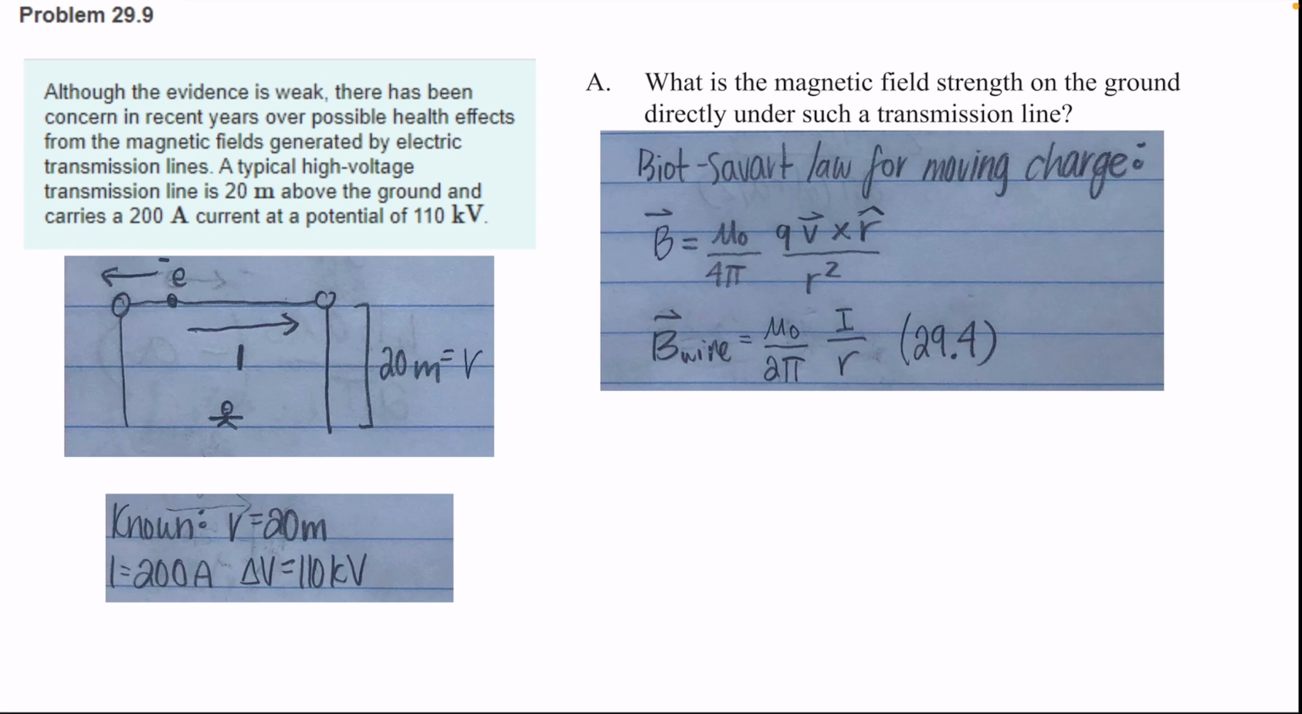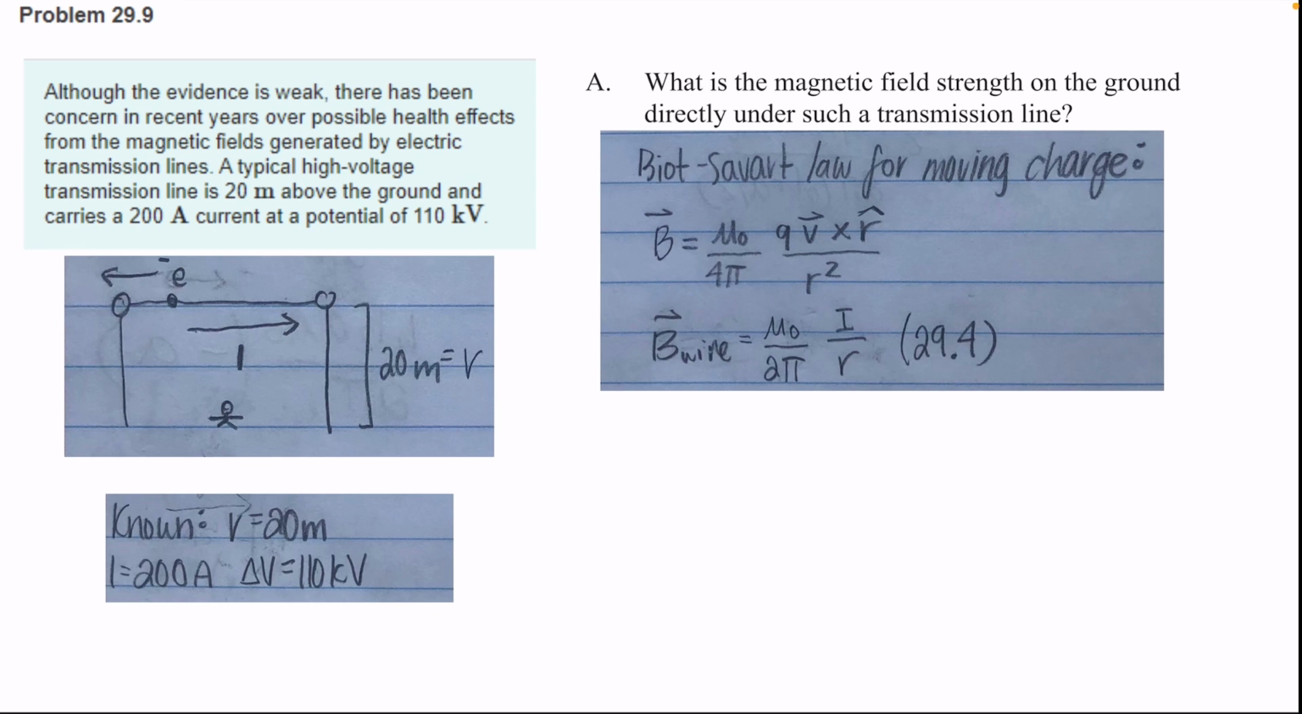And part A is asking us, what is the magnetic field strength on the ground directly under such a transmission line? So here we're going to be just using the Biot-Savart law for a moving charge. You can see that our top equation is just that very, very standard one, and our bottom one is specifically for the wire. I'm not going to show how that's derived, but if you want a refresher, it's in section 29.4.